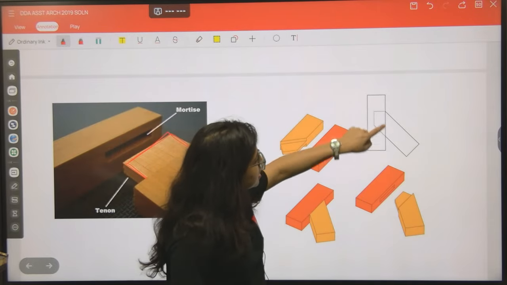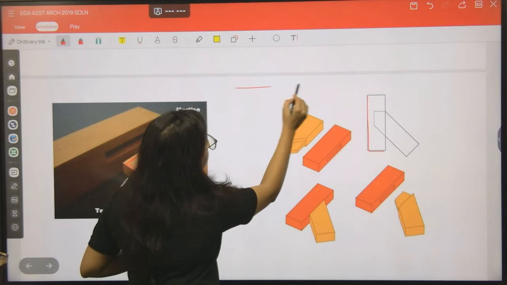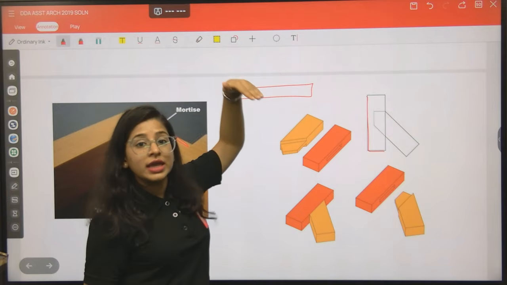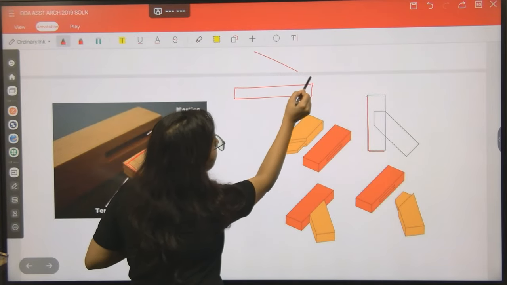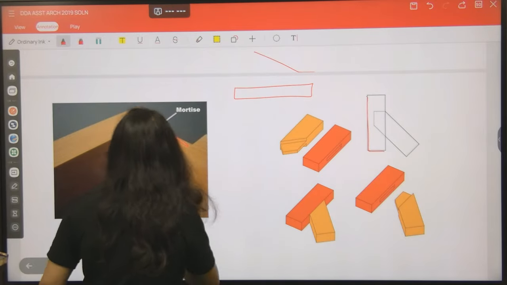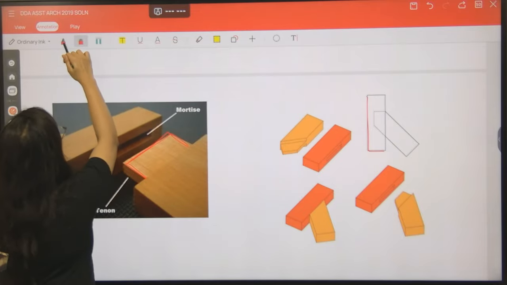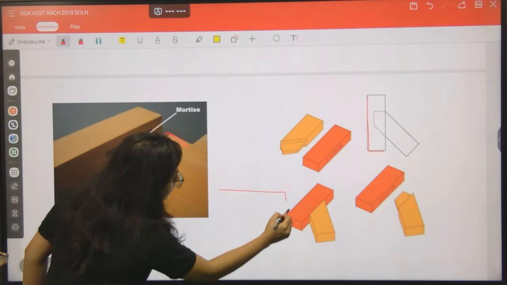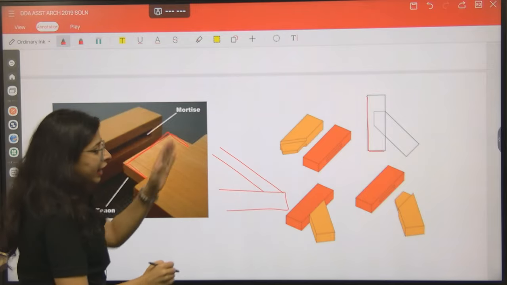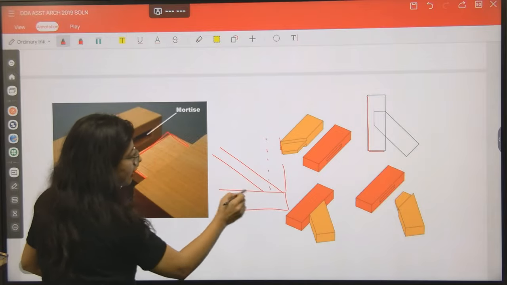Oblique mortise tenon is when you want to join, let's say you have one horizontal member or one vertical member, and you want to join an inclined member with it. So the other member is not completely at right angle. Let's say you have one member which is something like this, okay? And the other member is inclined. It's not a right angle. It's not 90 degrees like this. It is inclined.